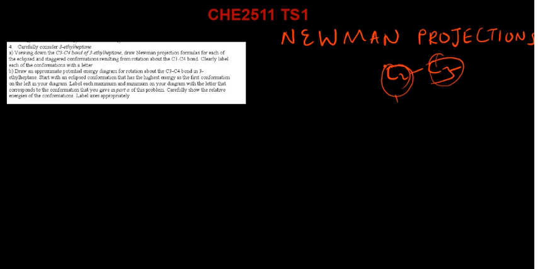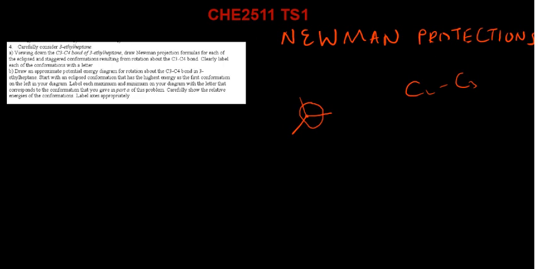So how do we write Newman projections? If you're told to sight between two carbons, let's say C2 and C3, it means you write one at the front. This is usually the front carbon, and the circle is usually the back carbon. You're only able to see the front carbon, and you're not able to see the back carbon.